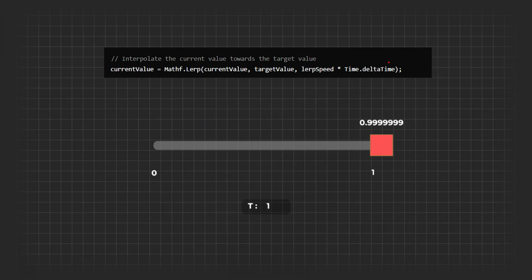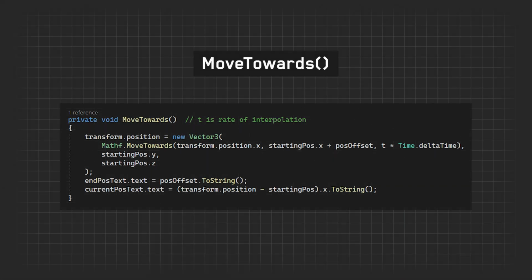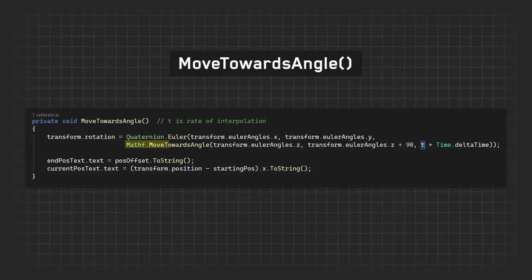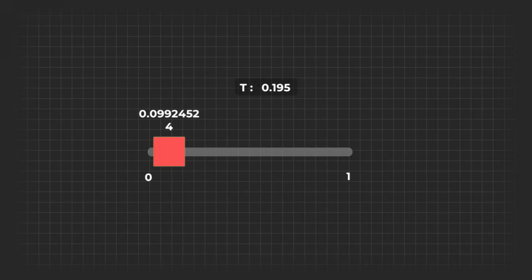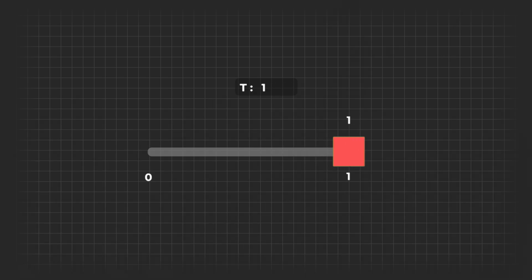So if you want automatic linear interpolation, you should use the move towards function. In this function, you need to provide the current value, the target value, and the speed of interpolation. And the value will interpolate linearly towards the target. If you are interpolating an angle, you should use the move towards angle function, which ensures the shortest distance interpolation, unlike the regular move towards function, which doesn't account for angular wraparound. The Lerp function also has a variant called Lerp angle, which interpolates angles and accounts for the shortest path around the circle.